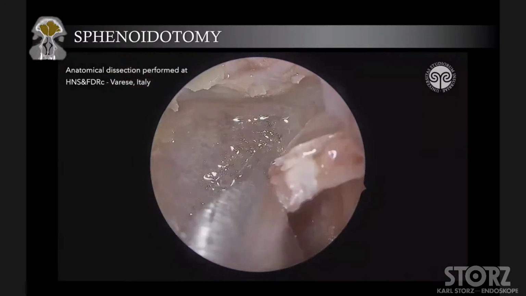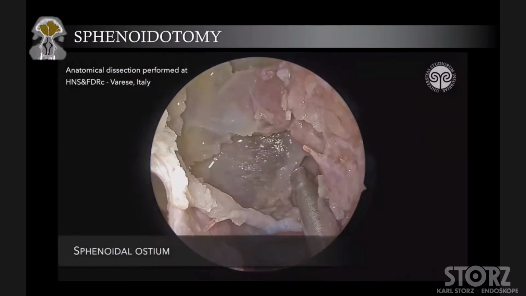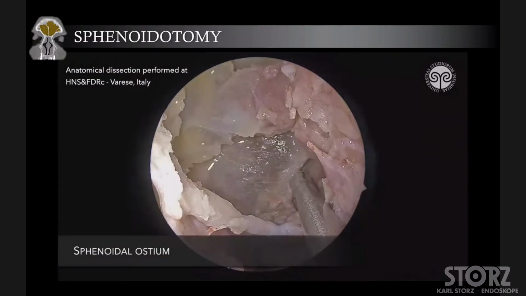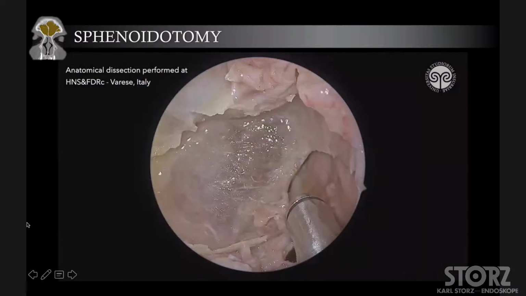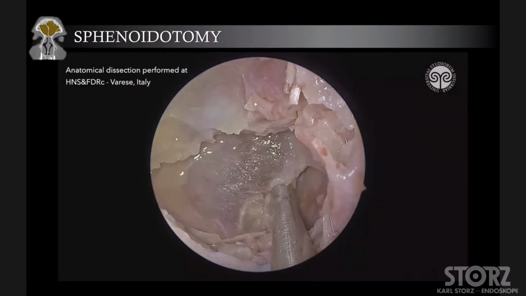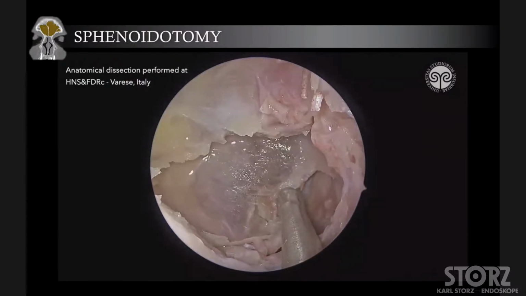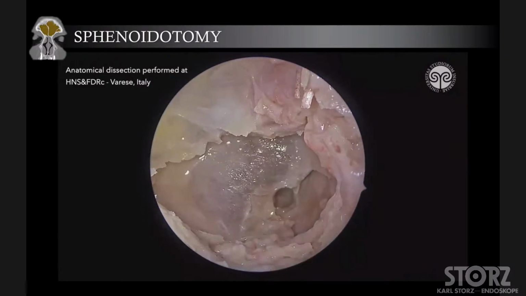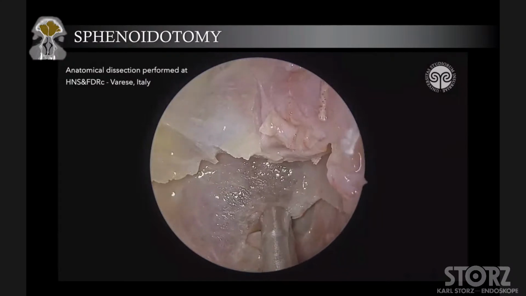We are cutting the superior turbinate in this way, and after cutting the superior turbinate, we can identify the natural ostium of the sphenoid. After that, we enlarge the opening. We completely remove the anterior wall of the sphenoid sinus in order to clean the sphenoid sinus and enter the sphenoid sinus.